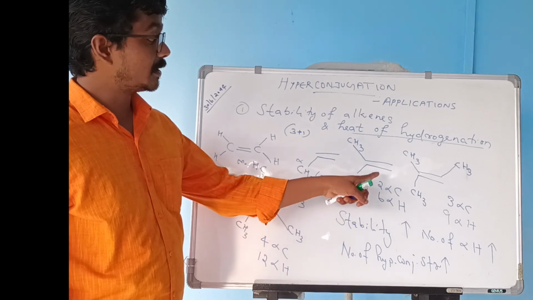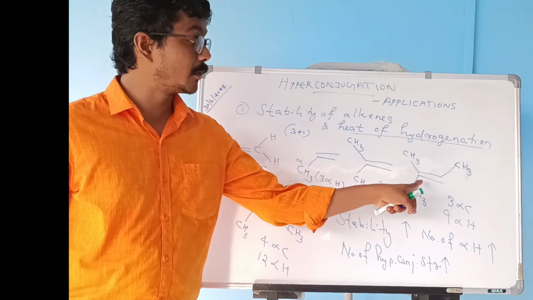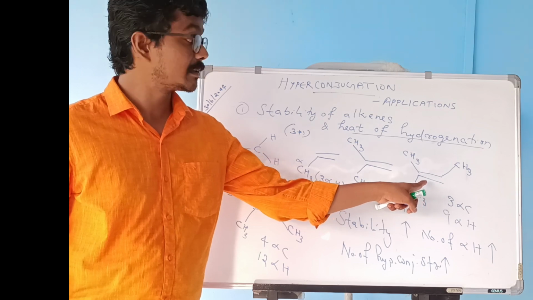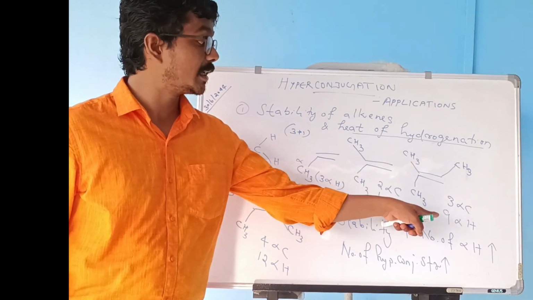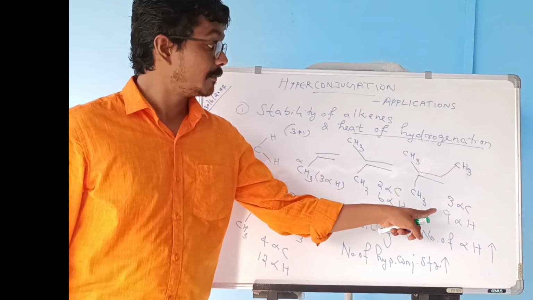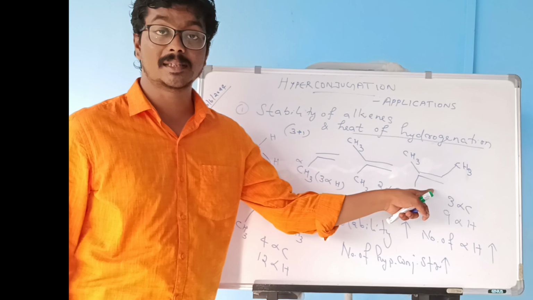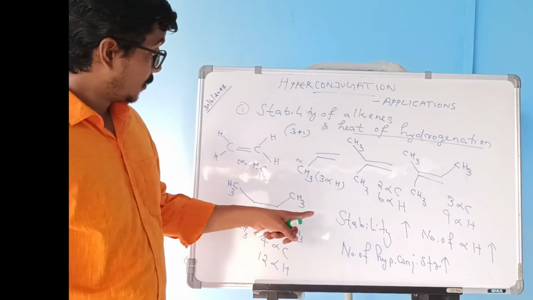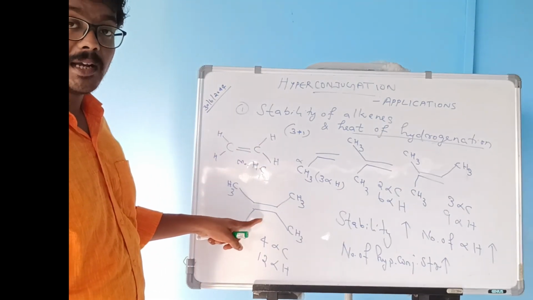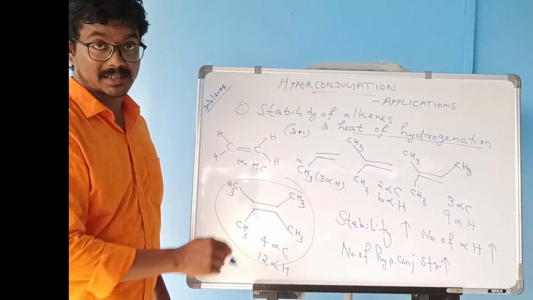Here, 6 plus 1 canonical structures are there. In this case, 3 alkyl groups are connected to the double bond. As a result, how many alpha carbons? 3 alpha carbons and 9 alpha hydrogens are there. Hence, the canonical structures are 10. And here 12 alpha hydrogens are there, hence this will be experienced as more stable.